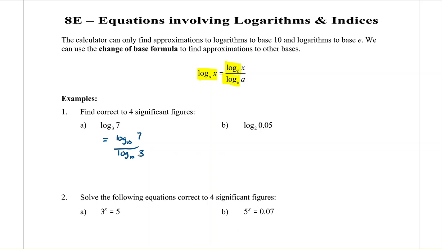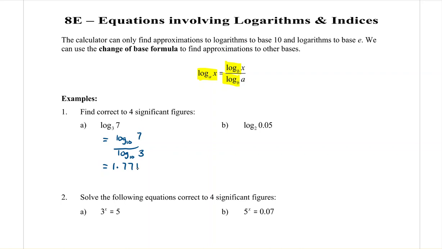So what did you get? 1.771. Perfect. And there's 4 significant figures. It's just the 2 numbers that are here, the 7 and the 3. The 7 will go to the top and the 3 will go to the bottom. And you can choose to make this a base 10 or a base E.